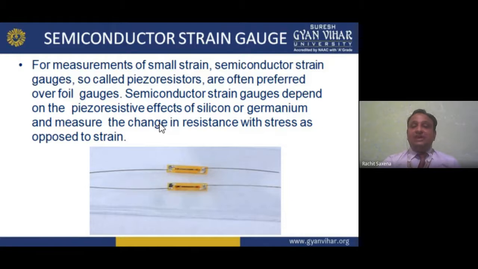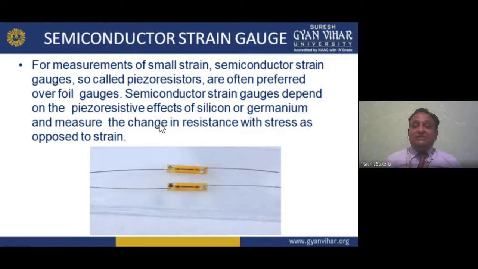So the semiconductor strain gauge depends on the piezoresistive effect. Which effect, my dear students? The piezoresistive effect of silicon or germanium. If I want to make a semiconductor, extrinsic and intrinsic, two types of semiconductors are there, with impurities. So we can make it P type or N type. The base material is silicon or germanium, and we use them as per their threshold voltage and availability. So the piezoresistive effect of silicon or germanium is used in the semiconductor strain gauge.